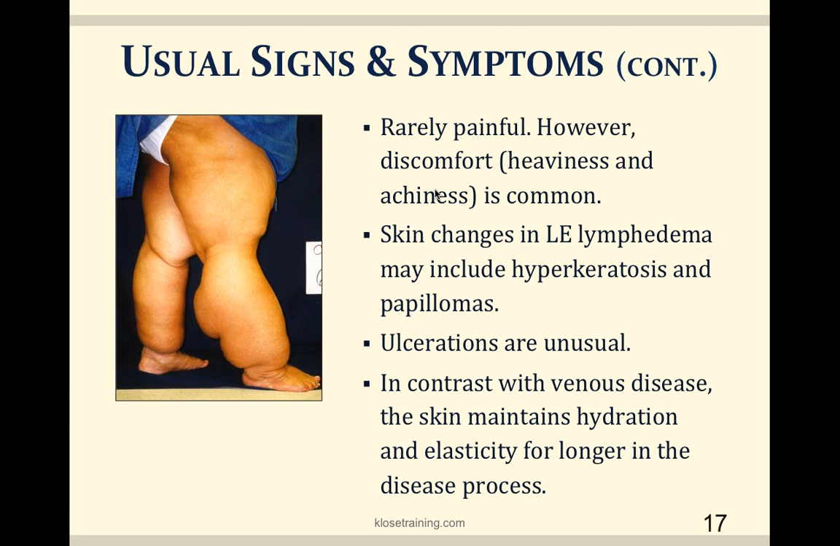And you can use what's called Stemmer's sign, which we'll go over when we come in class, but basically you're unable to lift the skin off of the toe. That's a positive Stemmer's sign. You can get a buffalo hump at the top of the foot, which is where swelling likes to collect. You might not be able to see the ankle contours or the malleoli of the ankle. And usually lymphedema is asymmetric.